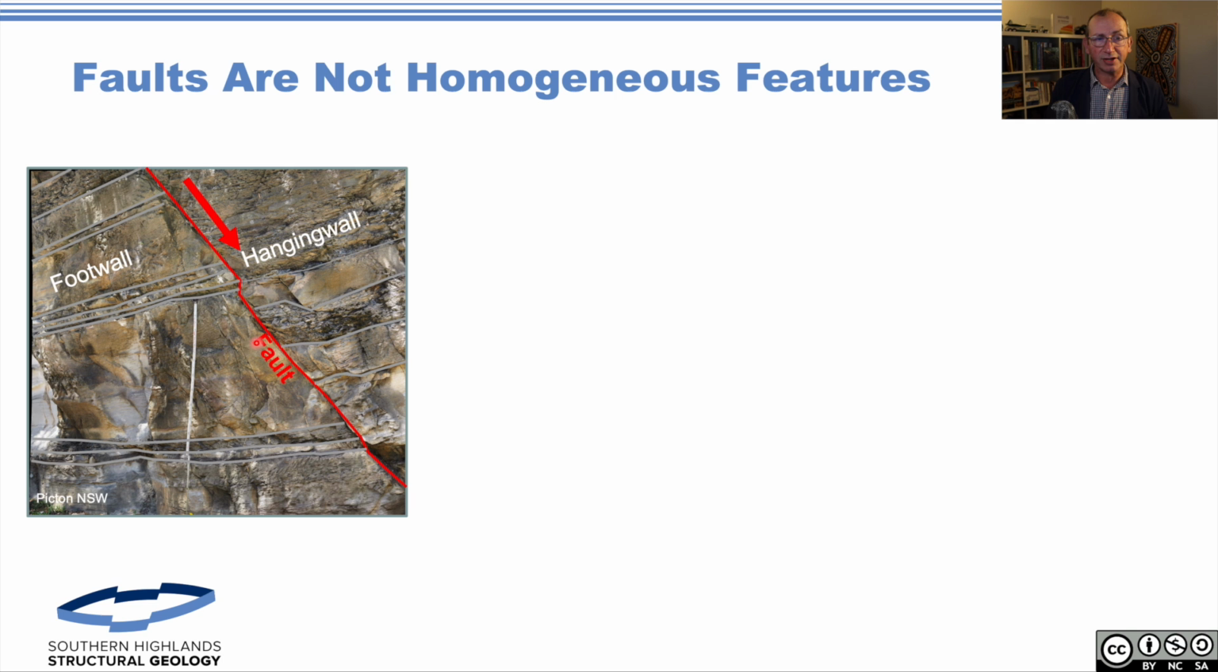This is the hangwall, downthrown side. That's my meter rule, and that's about 1.5 meters there. So the red thing is my fault. And I've marked in some layers in the hang wall that have been dropped down in my normal fault, and I've got my layers in my footwall here. Strictly, what happens is the hang wall drops down, the footwall stays stationary. So that's how we'd see it as a geologist.